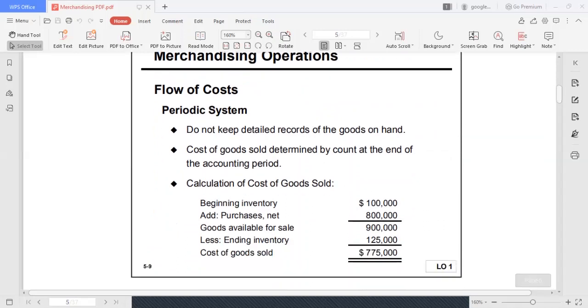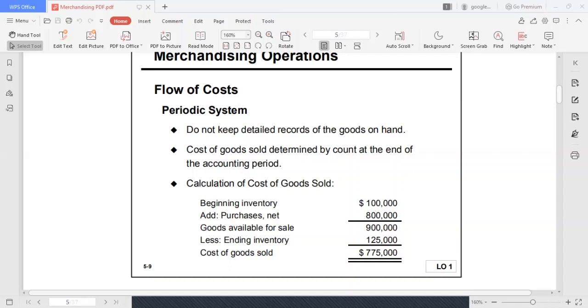On the other hand, under the periodic system, you do not keep detailed records of the goods on hand. Ibig sabihin, nagre-record ka lamang ng purchases mo, pero hindi ka nagre-record direkta sa cost of goods sold mo kapag meron kang nabenta. So lahat lang ng record mo ay kapag ikaw ay bumili.